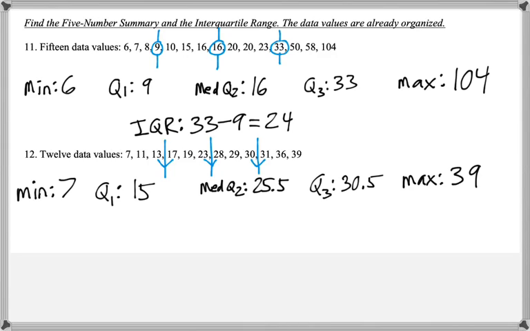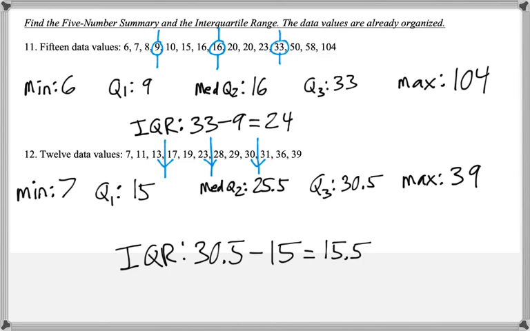So lastly, we want to find the IQR, so we need to subtract Q1 from Q3. So that's going to be 15.5.